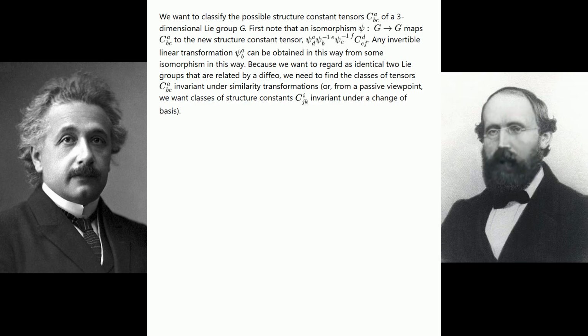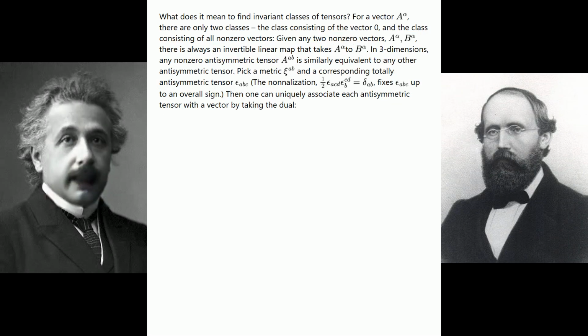Because we want to regard as identical two Lie groups that are related by a diffeomorphism, we need to find the classes of tensors C_bc^a invariant under similarity transformations, or, from a passive viewpoint, we want classes of structure constants C_jk^i invariant under a change of basis. What does it mean to find invariant classes of tensors?